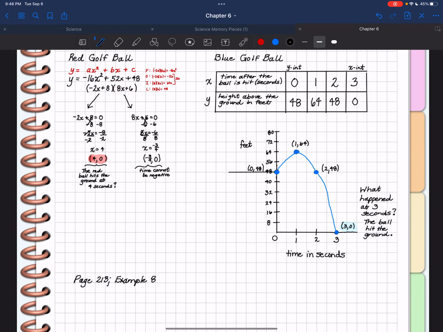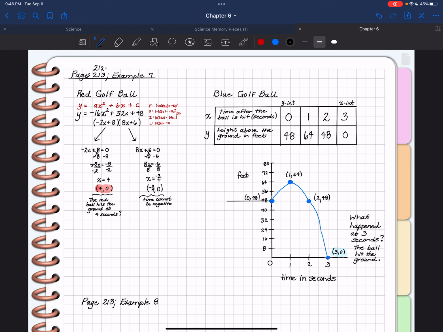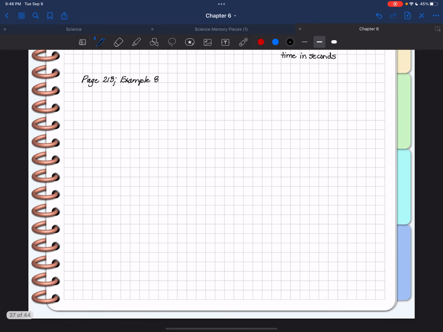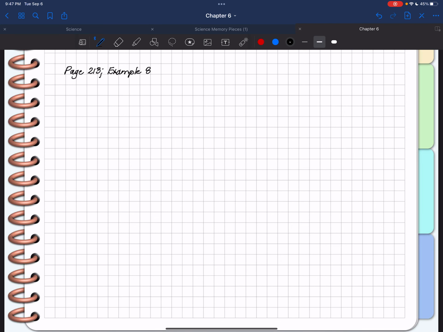In the problem we just did about the golf balls, we were comparing the zeros. We were comparing the points where the zeros were equal for y. In example 8 on page 213, we're going to be comparing the maximums. So here is the story. The graph and the table describe two of Liam's kicks in yesterday's soccer game. For which kick did the soccer ball reach a greater height?